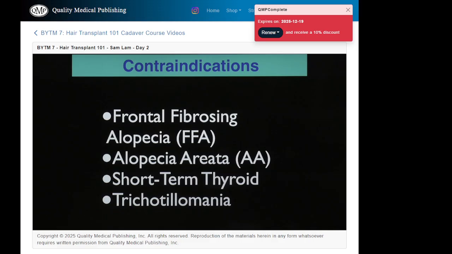Alopecia areata, do not transplant this. Short-term thyroid, as I said, they need to be stable. Do not do it. The grafts won't survive. There are going to be problems with instability.